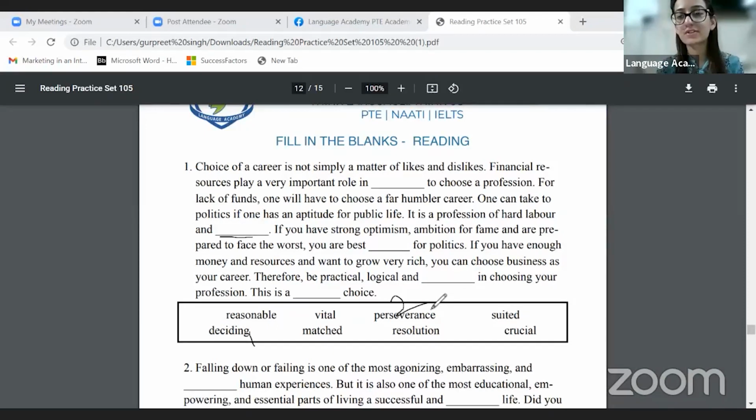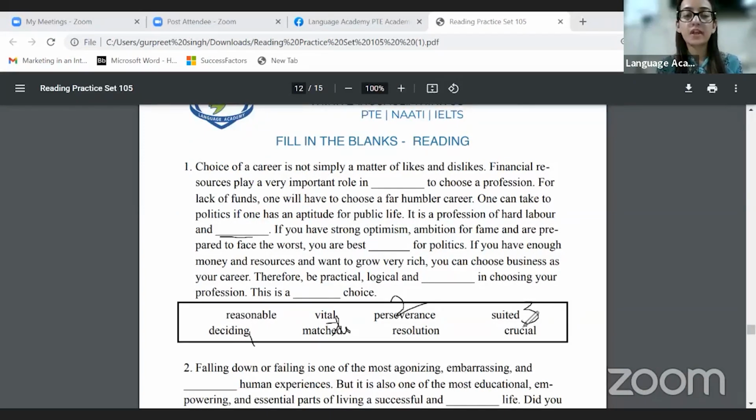You don't take resolutions there, but you have to keep going attitude, that's called perseverance, that you stay calm and you don't get demotivated with the negativities, with the drawbacks, with the problems, challenges. That is called perseverance, when you keep going. If you have strong optimism, ambition for fame, and are prepared to face the worst, you are best dash for politics. So you are best matched. Matched comes with two, but what we have is four, so we'll better go with suited. We are suited for politics.